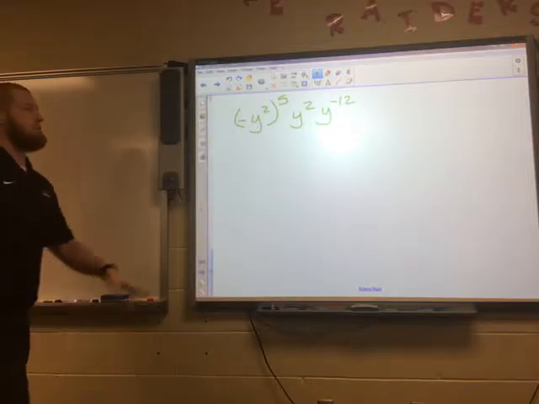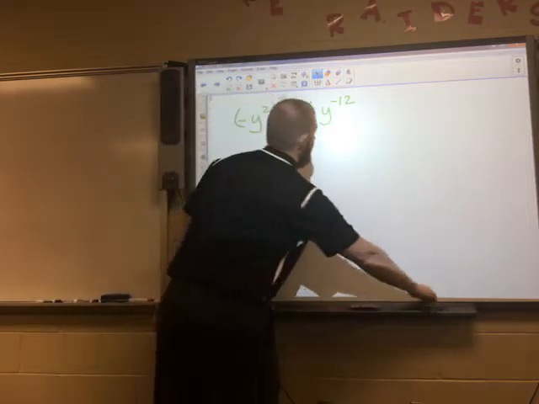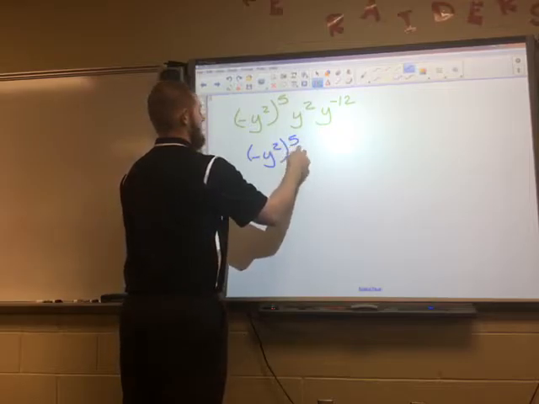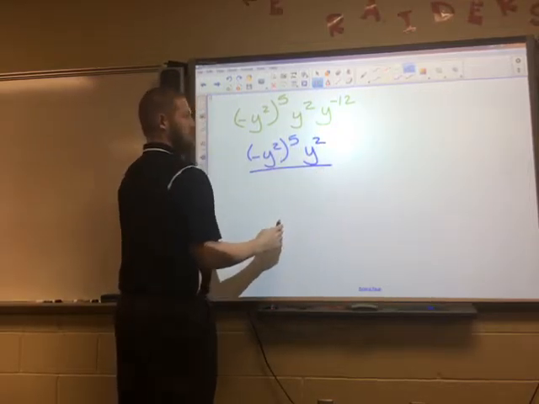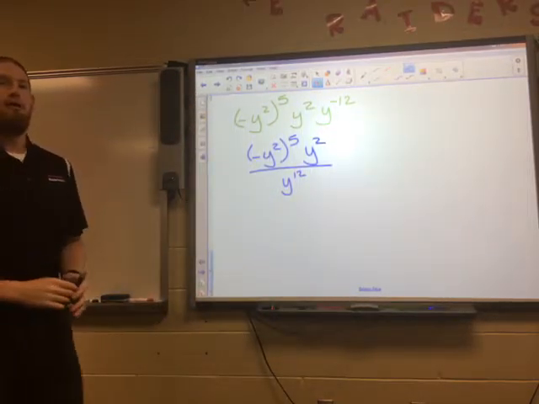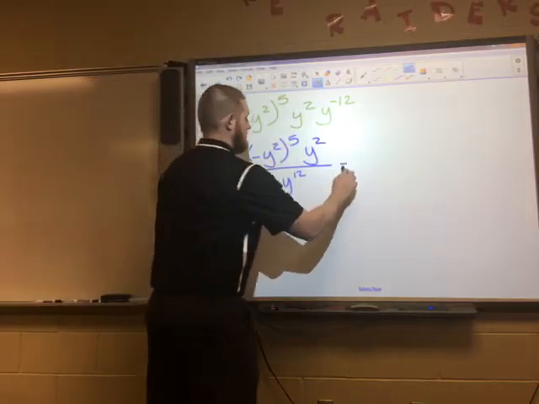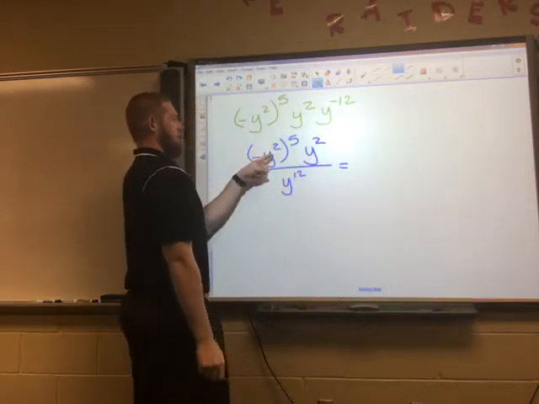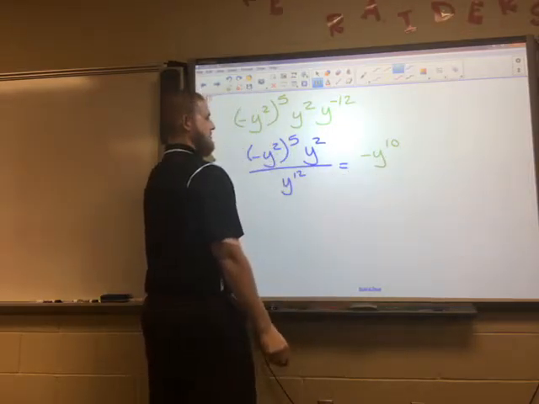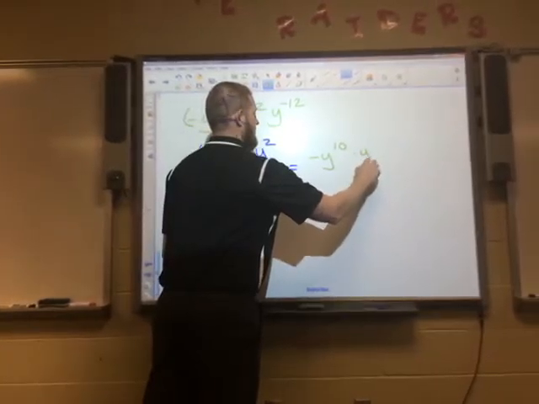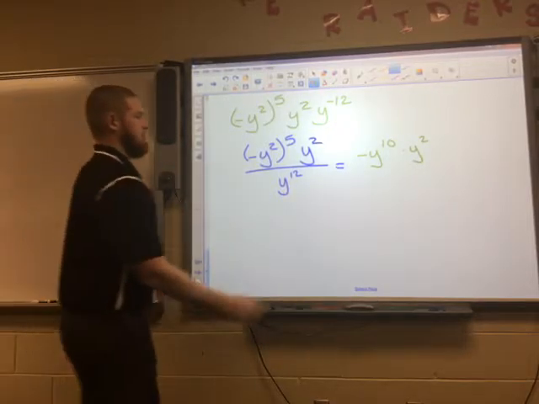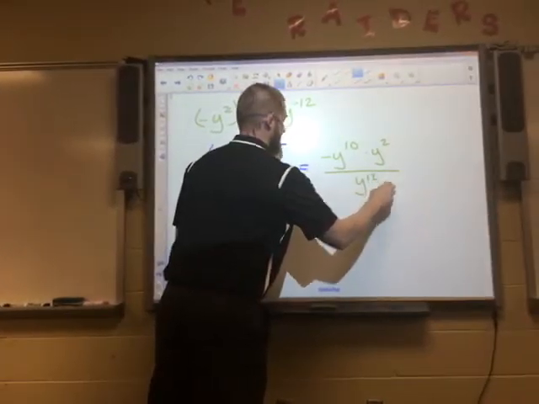Okay, so first thing Emily notices, we can't have a negative exponent. So let's get rid of that. I'm going to do negative y squared to the 5th times y squared over y to the positive 12th. Okay, distribute my exponent here. So I get what, Devin? Negative y to the 10th times y squared over y to the 12th.